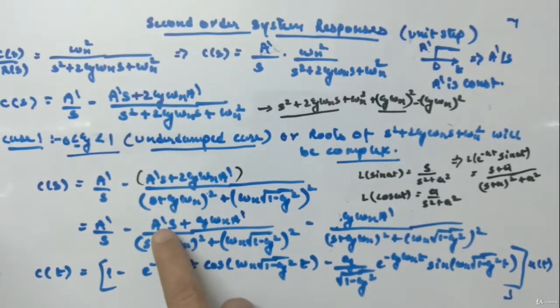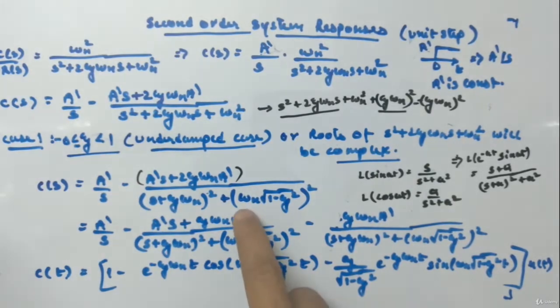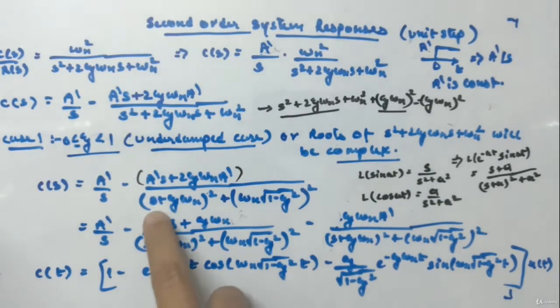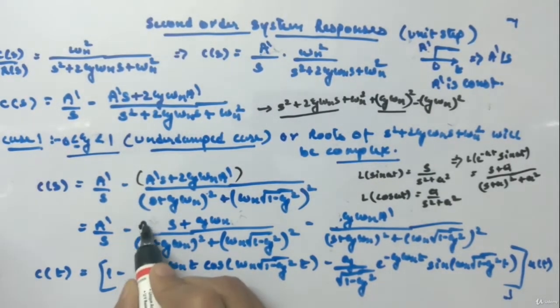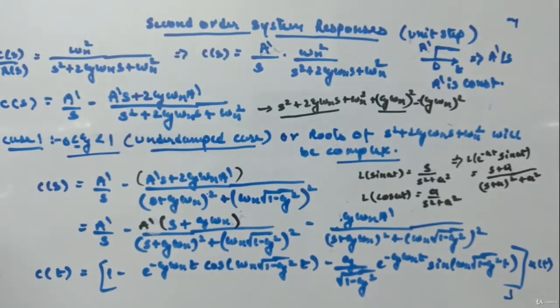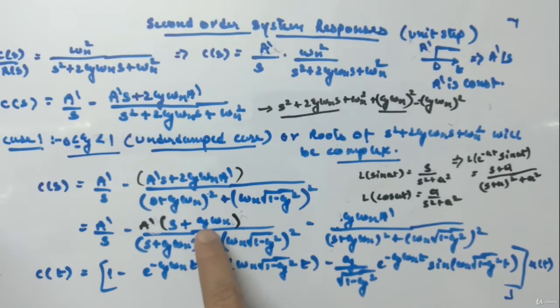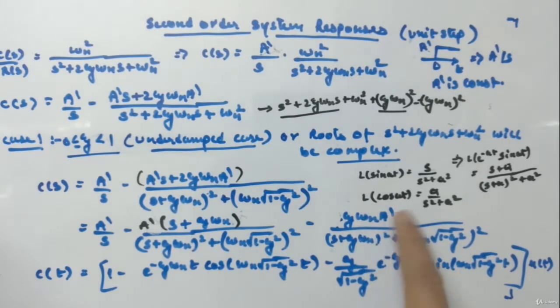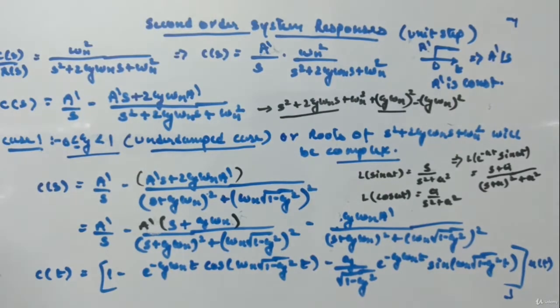Now if you look at this, a dash can be common. Okay, a dash is common. Now what you can see, s is shifted by zeta omega n. Here also s is shifted by zeta omega n. This part is constant. Okay, this a dash is also constant.